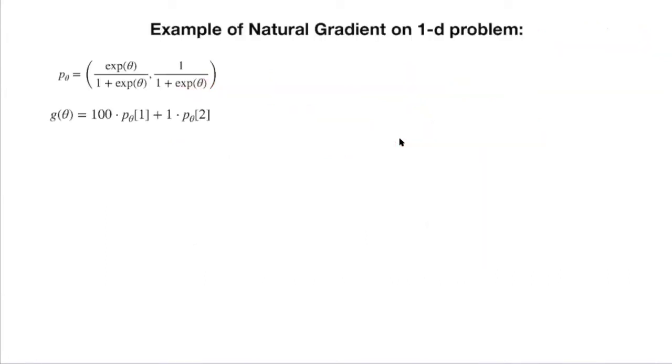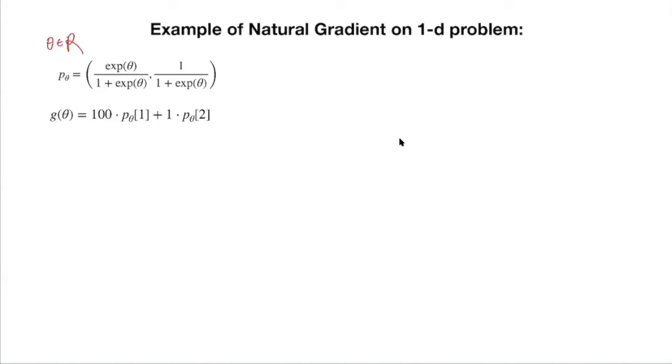Okay, so let's look at this 1D example. Let's get some intuition on natural gradient on this 1D example. This 1D example says that I care about a distribution that is parameterized by a single variable theta. This is just a softmax, a sort of logistic regression output.